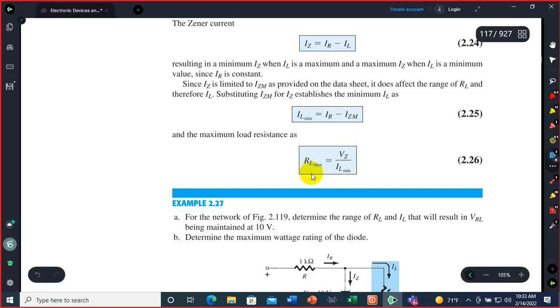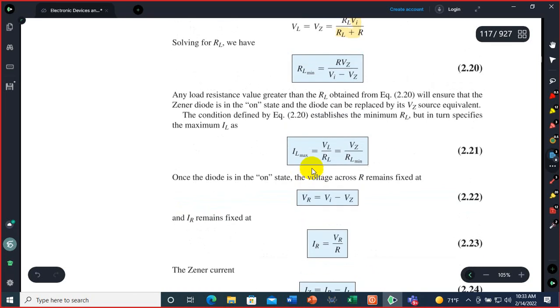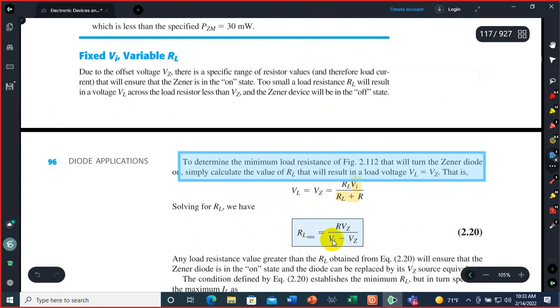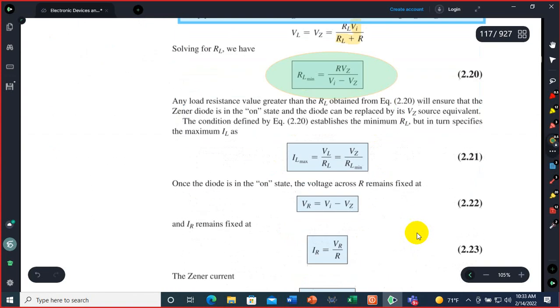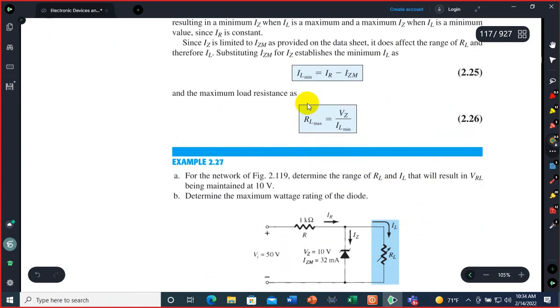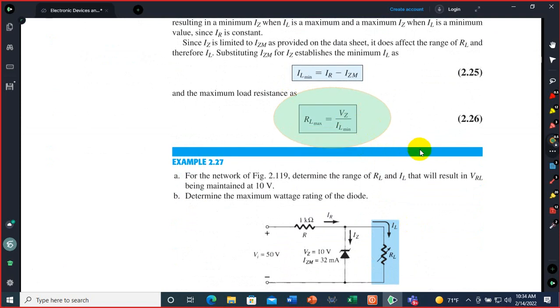So that's the maximum load resistance. Now we know the limits of load resistance. This is the minimum value of load resistance, and this is the maximum value of our load resistance. Once you know the minimum and maximum values, within this range you can safely vary the load resistance, and it will keep the zener diode on and the circuit will operate smoothly.